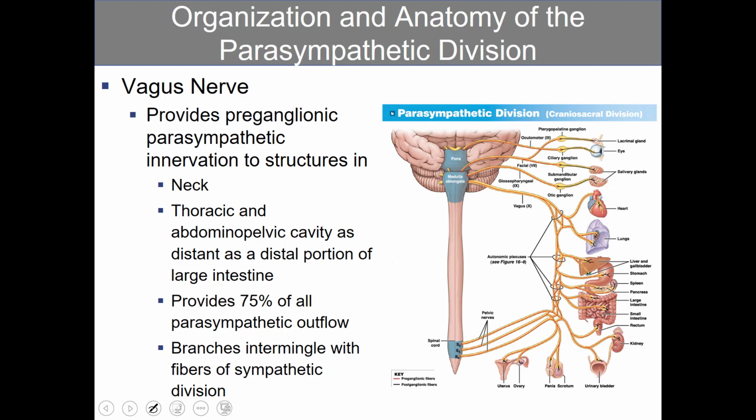75% of the parasympathetic outflow travels via the vagus nerve, and we can see that right here. The remainder travels via other cranial nerves generally, with a few structures innervated by just pelvic nerves. But 75% travels along the vagus nerve.